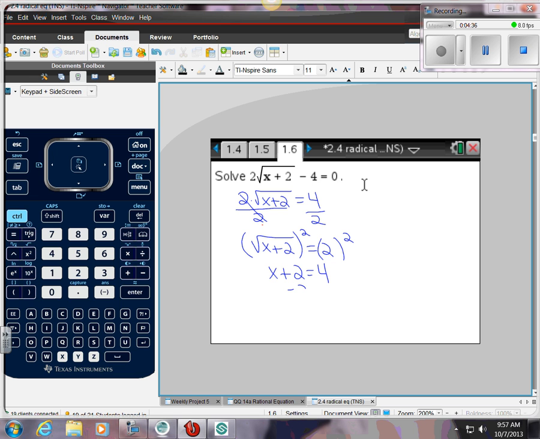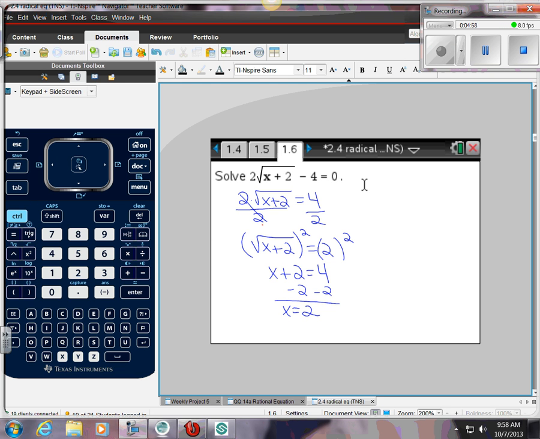Subtract 2, very good. All right, so how would you like to check it? You could check it graphically, you could check it using store, you could check it using numerical solve, you could check it by hand. Choose one and do it.